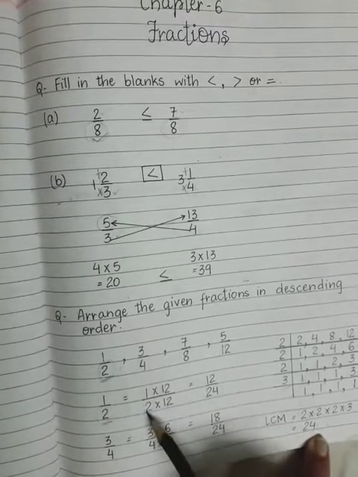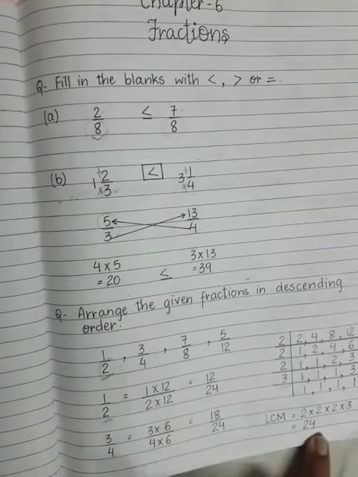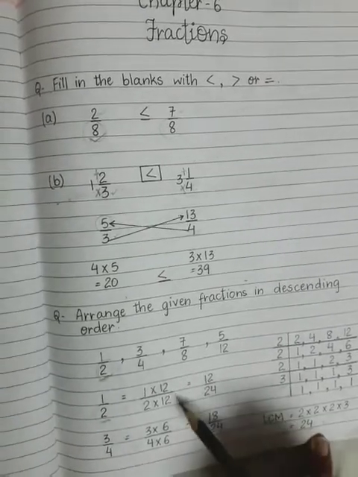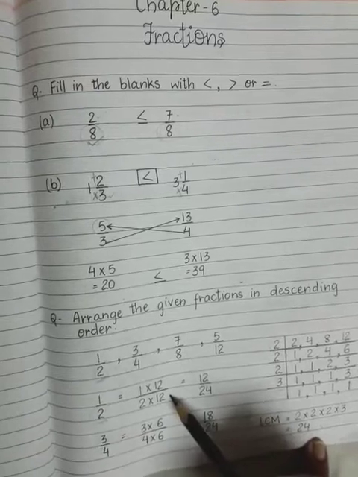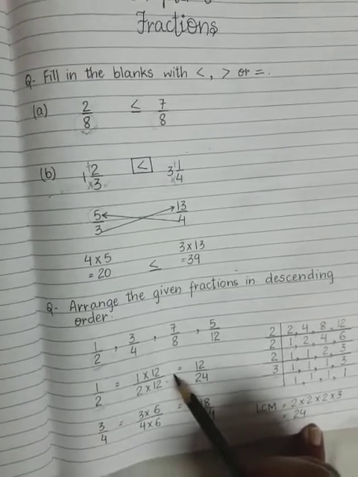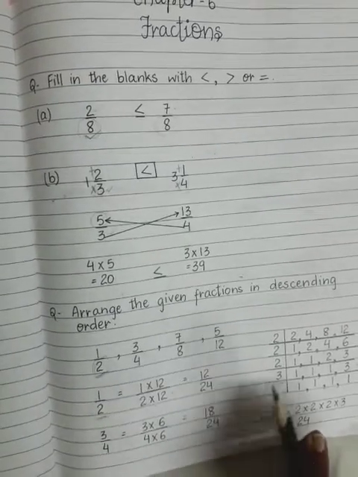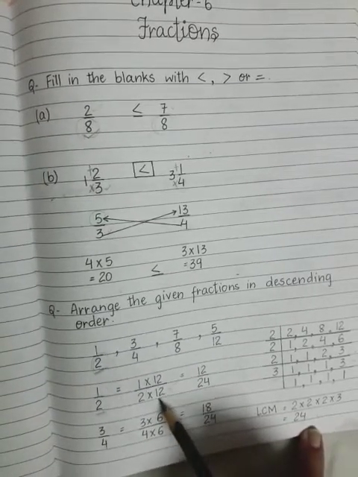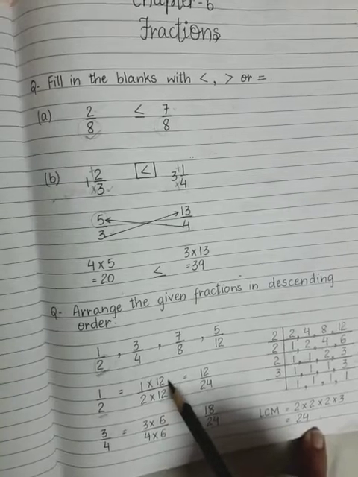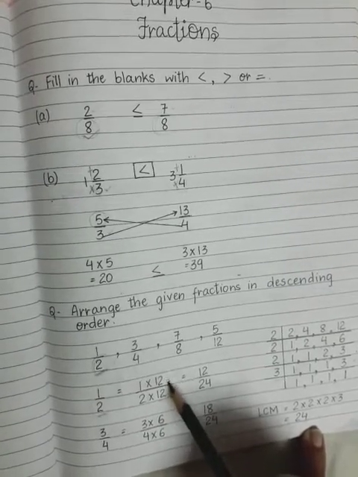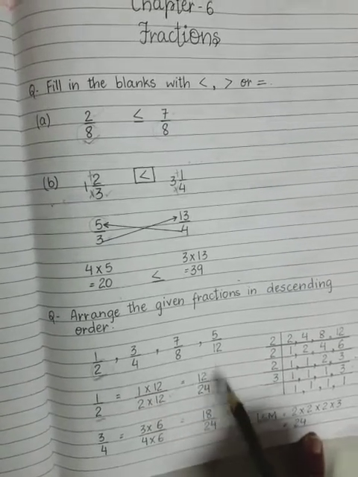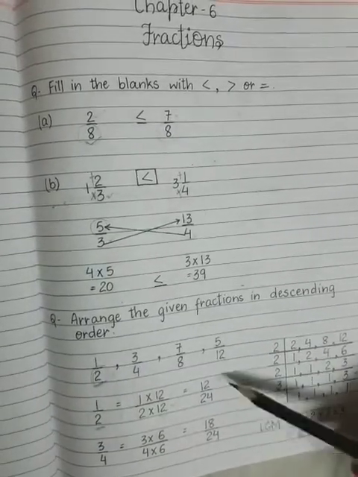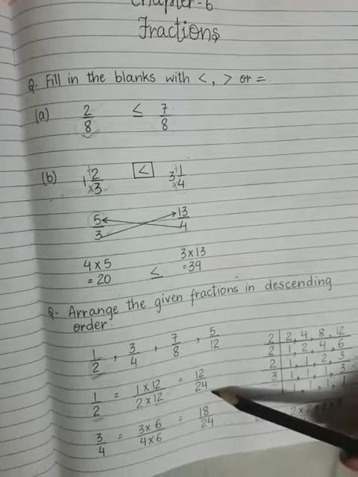So, we multiply 2 multiplied by 12 gives us 24, and it is a rule that whichever number, by whichever number you multiply in the denominator, you multiply in the numerator also by the same number. This is a rule, okay. So, since we have multiplied by 12 in the denominator, we will multiply by 12 in the numerator also. 1 multiplied by 12 gives us 12, okay. So, this is 12 upon 24, okay.